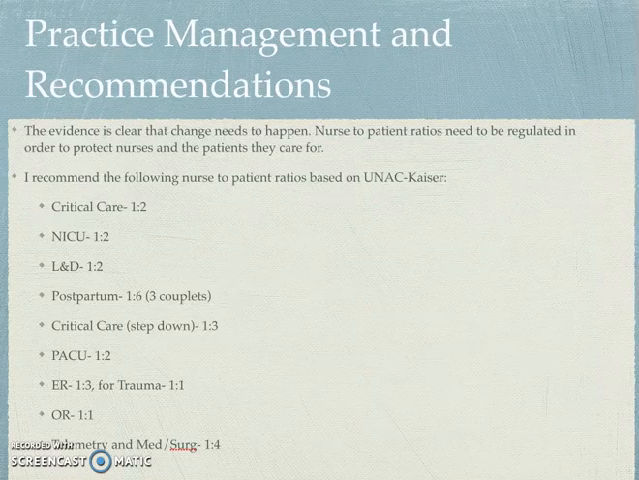So critical care, NICU, L&D, and PACU should all have minimum 1-to-2 ratios. Postpartum, 3 couplets, and critical care step-down unit 1-to-3, while the ED has a range of 1-to-1 to 1-to-3, depending on the acuity. The OR is 1-to-1, and telemetry med-surg is 1-to-4.